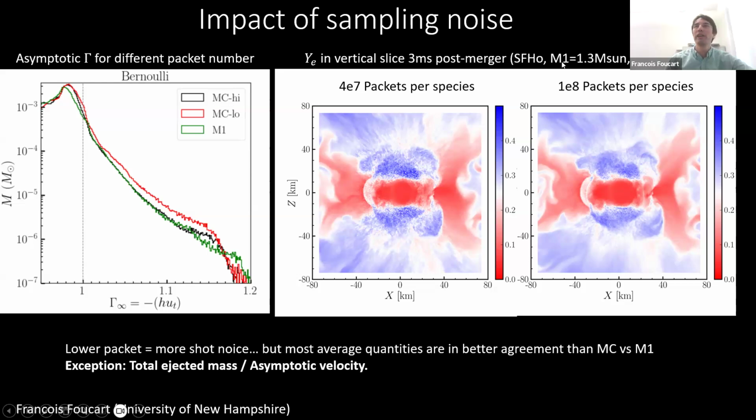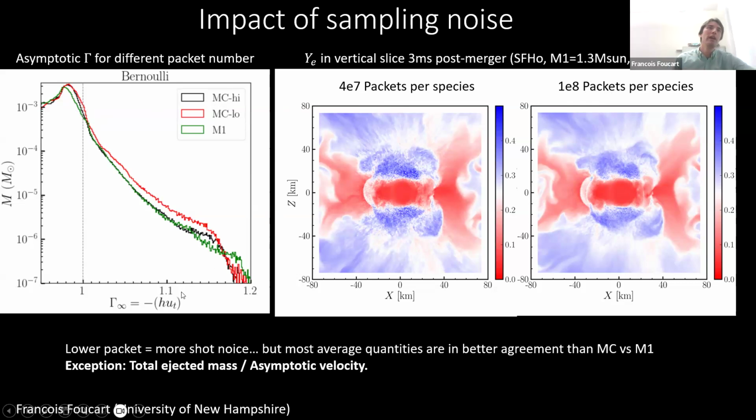One of them is the Monte Carlo with high number of packets, so the same as this simulation here on the right, which is the black curve. And then the red curve is the one with fewer packets. And you can clearly see that there's higher ejected mass in the lower accuracy Monte Carlo simulation. It's about 10% higher mass, which is comparable to expected numerical errors for this simulation.